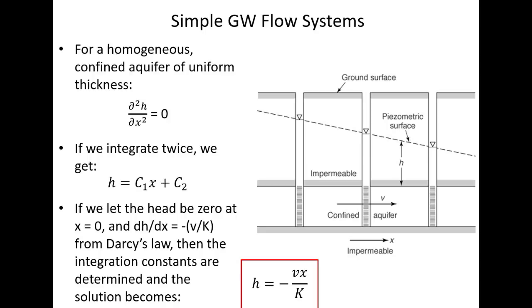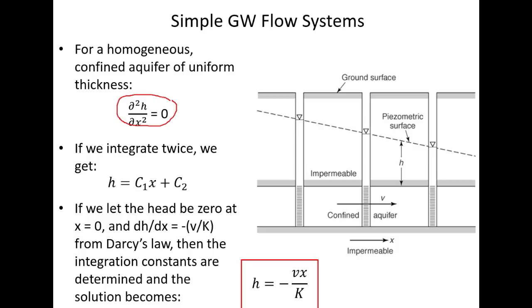Okay, let's look at our first simple flow system. So this is a system of a confined aquifer of uniform thickness, and if we're looking at steady flow, then we have the Laplacian equation, but we only have one term. So it's really just an ordinary differential equation, even though it's written as a partial derivative here. And so we can just integrate it twice. And when we integrate that simple term twice, we end up with the equation of a line. So two integration constants, C1 and C2.